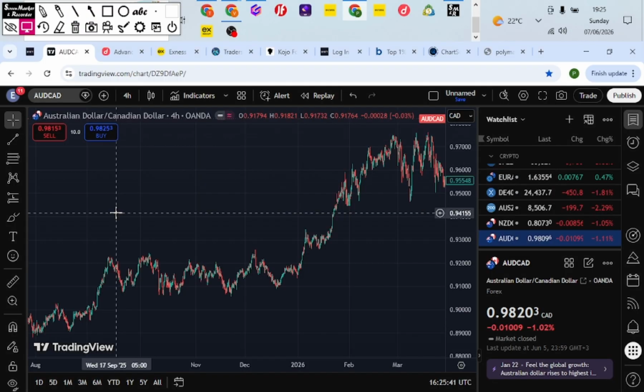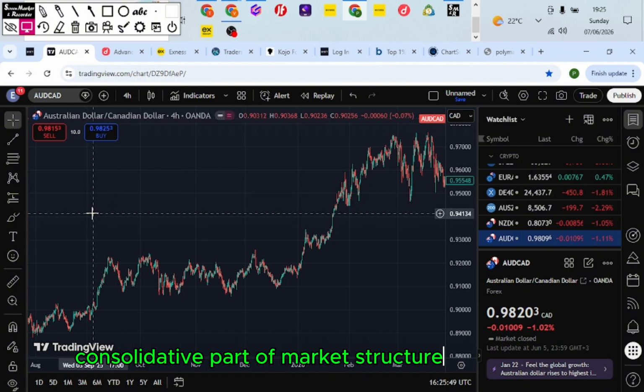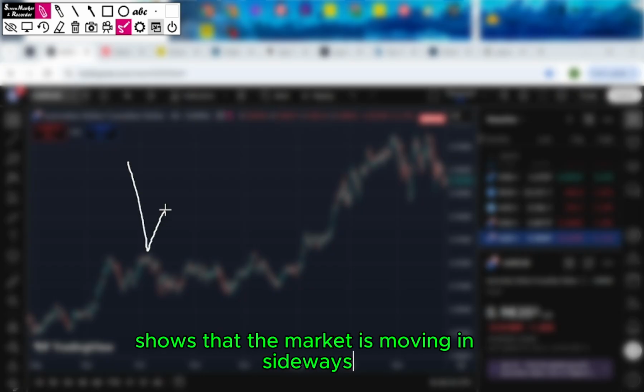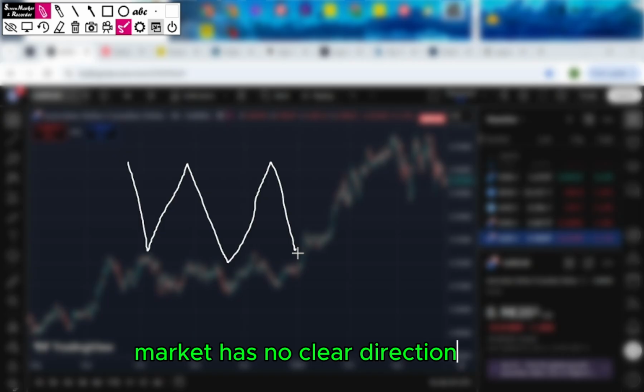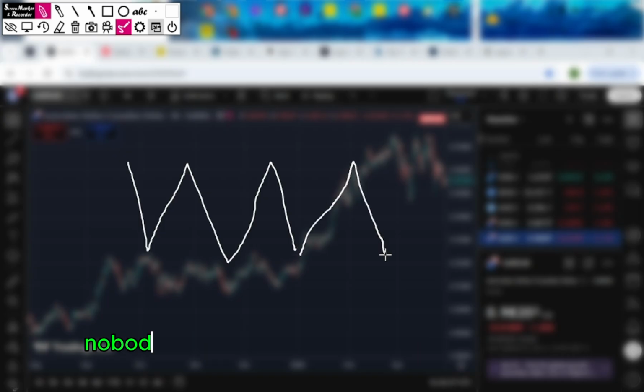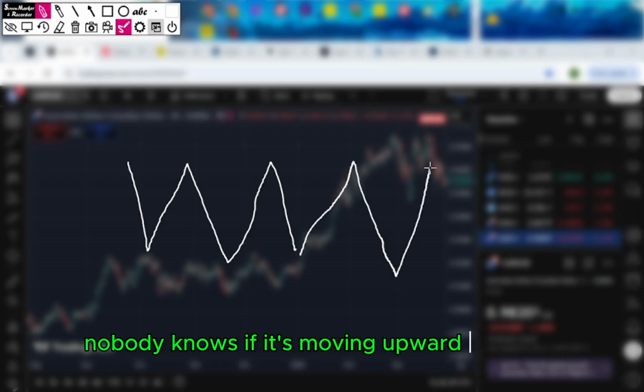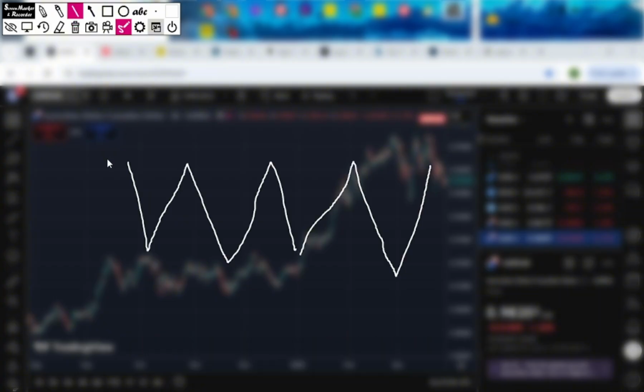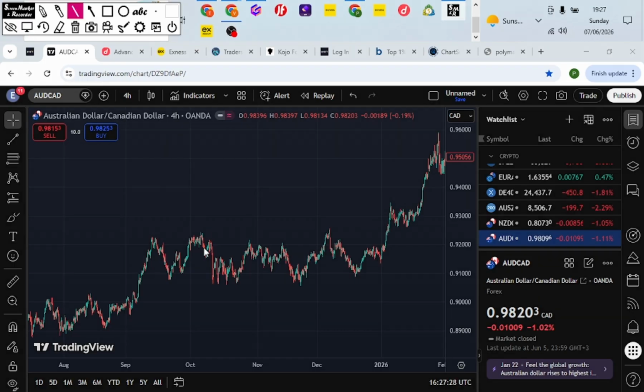And now let's talk about the consolidative part of market structure. The consolidative part of market structure shows that the market is moving sideways. The market has no clear direction. Nobody knows if it's moving upward or moving downward. It's just moving in a sideways direction. This is a typical example of what I mean by the consolidative part of market structure.